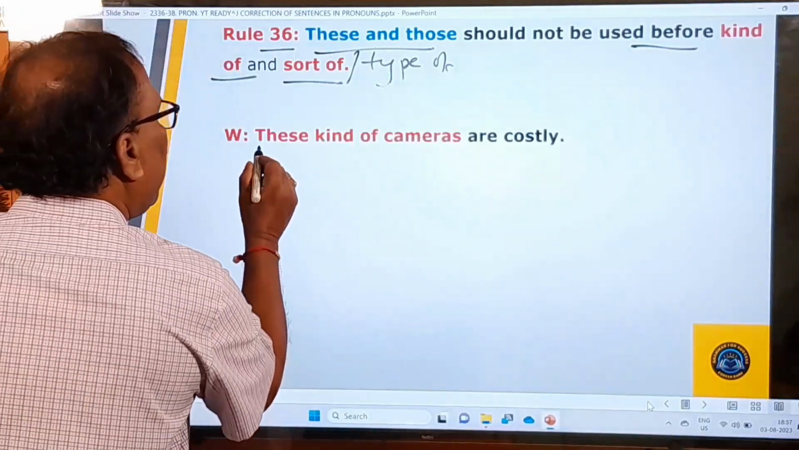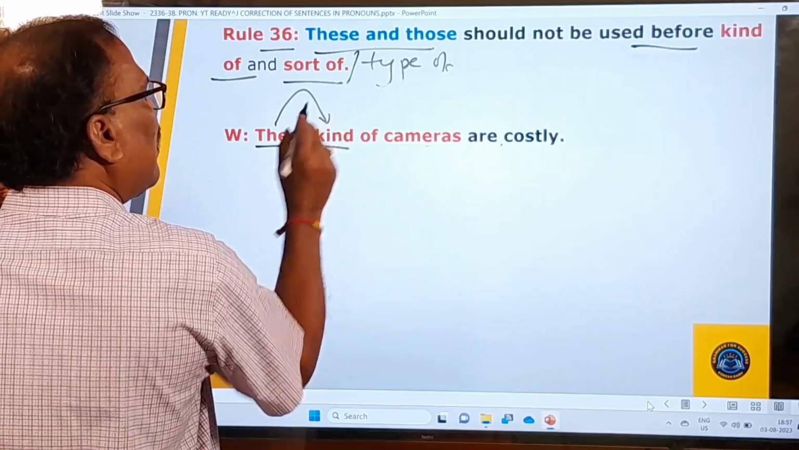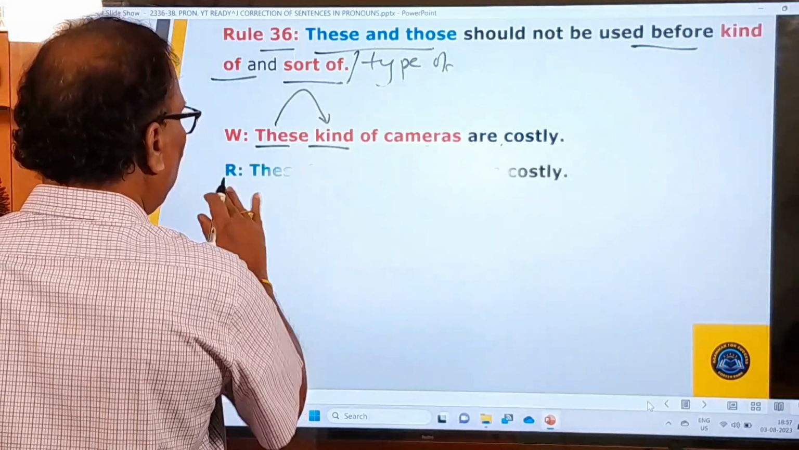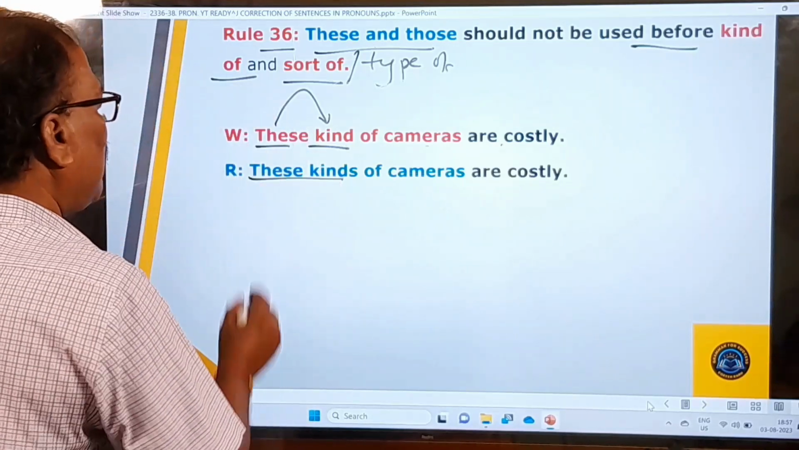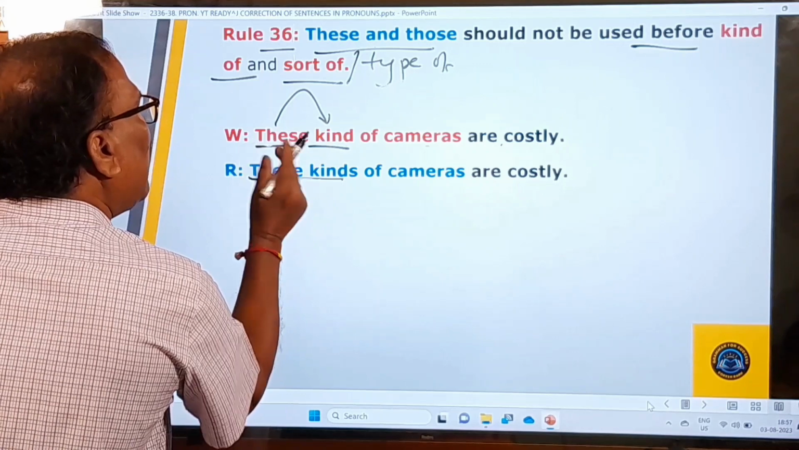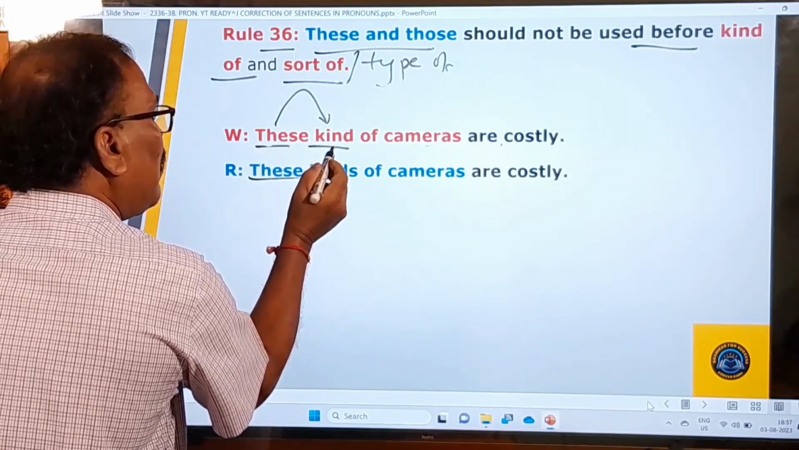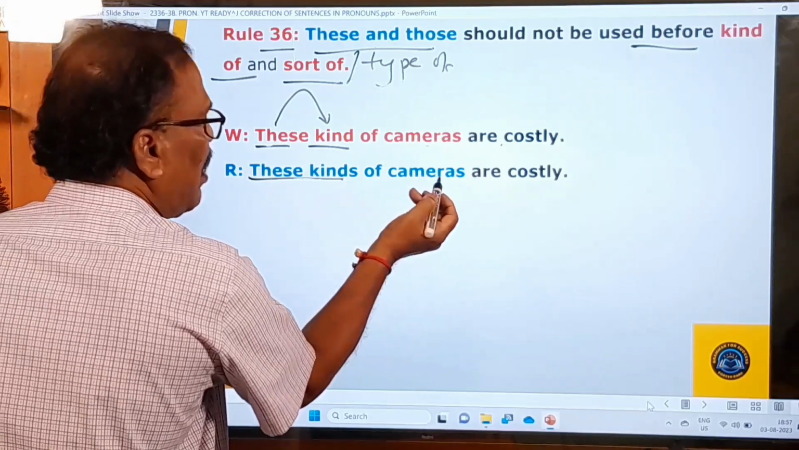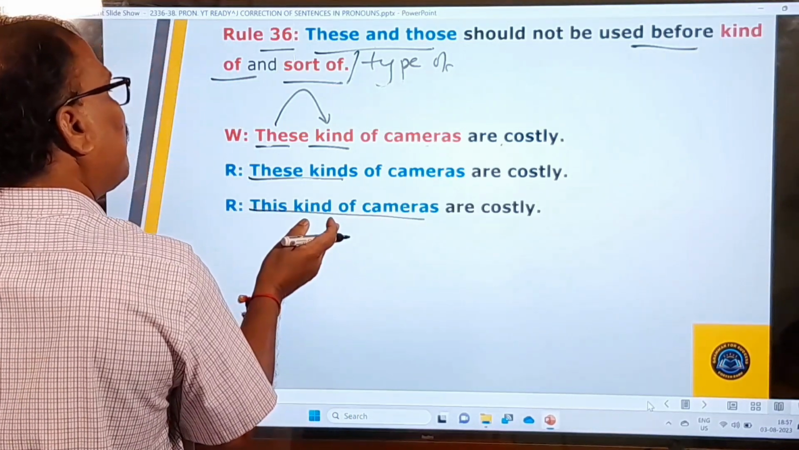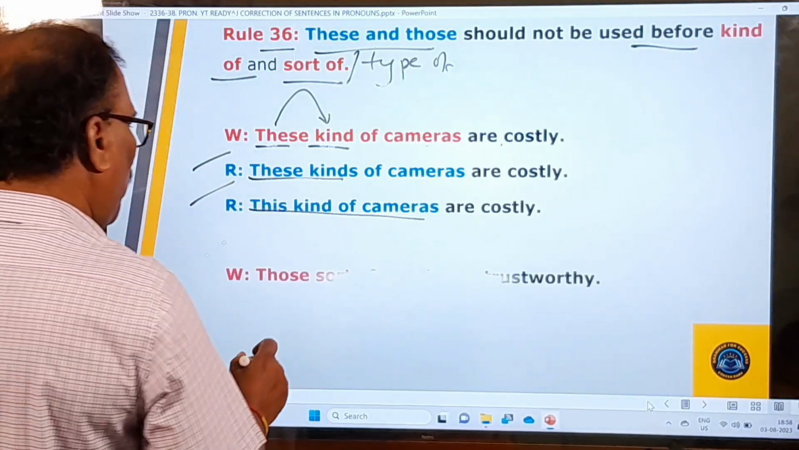These kind of cameras are costly. You should not say these kind. If at all you want to say these, you can say these kinds, because these is plural but here a singular noun is there. That's why this combination is incorrect. These kinds of cameras are costly, or you can also say this kind of camera. You can say either this one or this one. Easy.